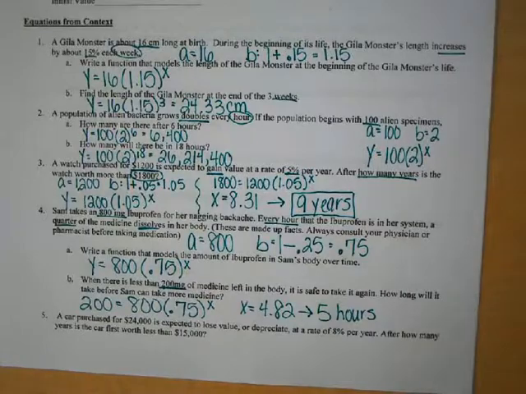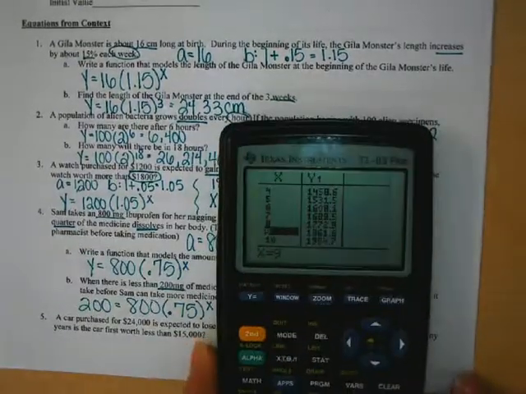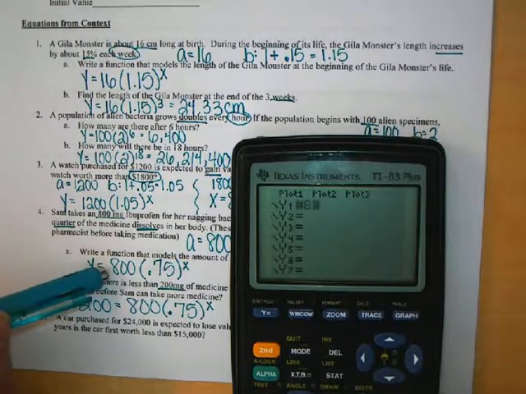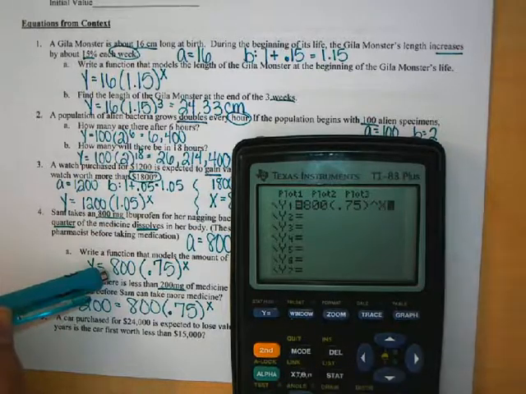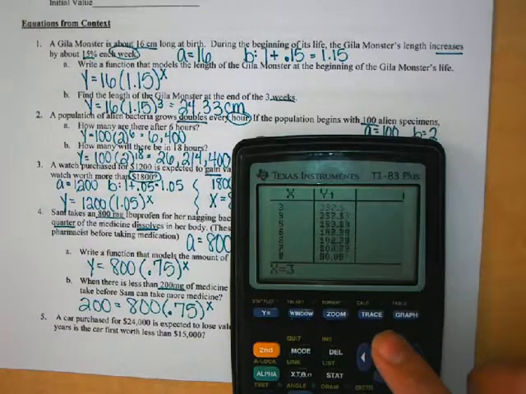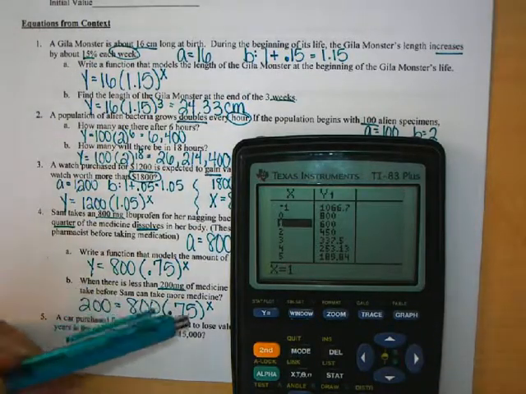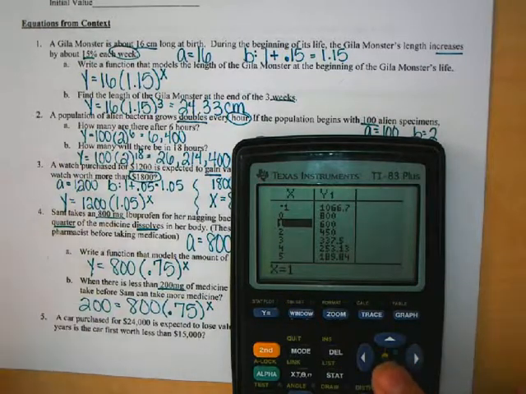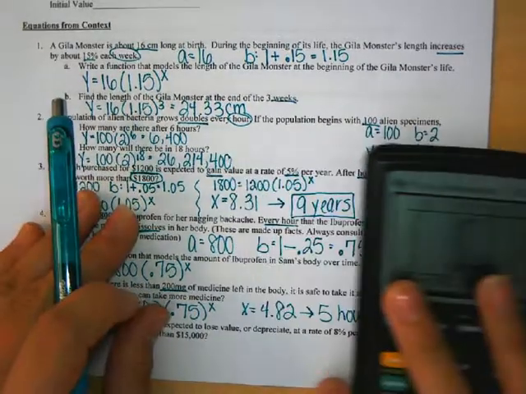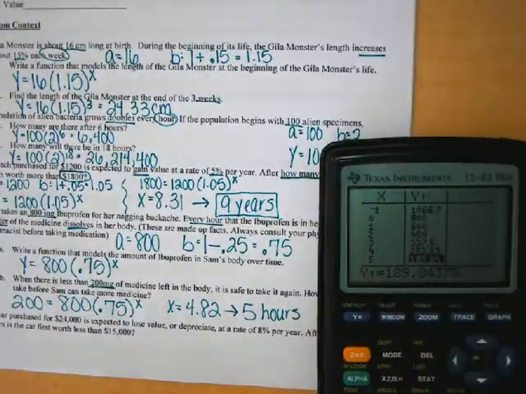Now, if you wanted to do that on the graphing calculator, you're going to go back into your y equals, clear out what we had before, and we're going to put our function in. So 800 times 0.75 to the power of x. And then we're going to hit second graph to go to our table. And I need to see when my y value is less than 200. So if we scroll down, you'll notice at 5, it is less than 200. So we get the same answer regardless. It's whichever one is easier for you.